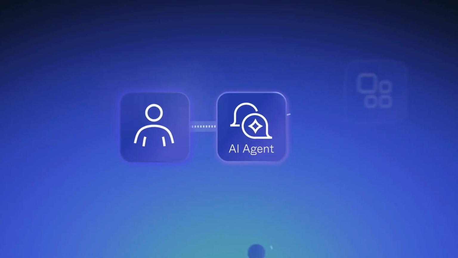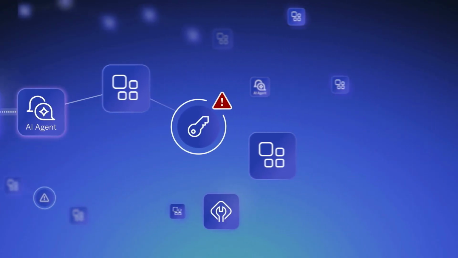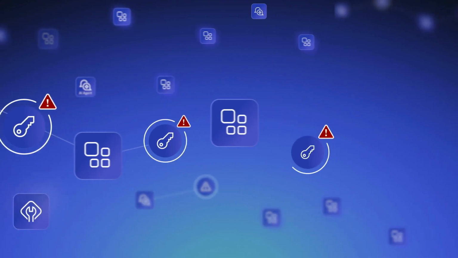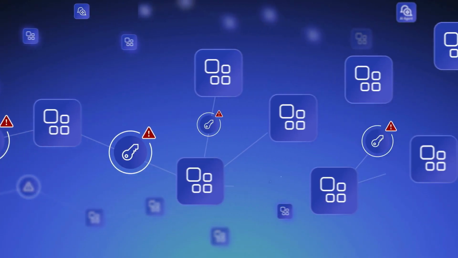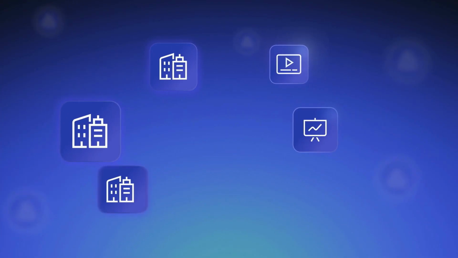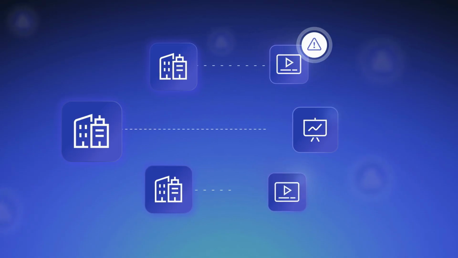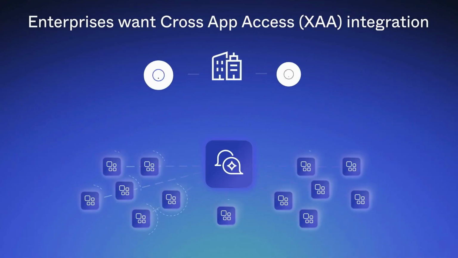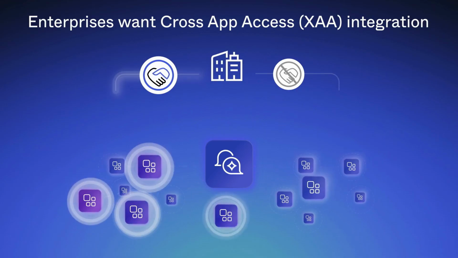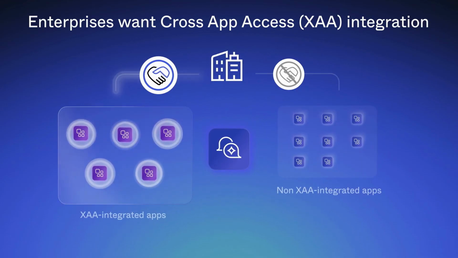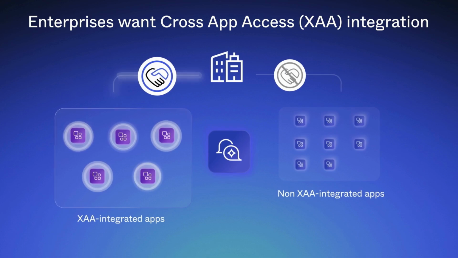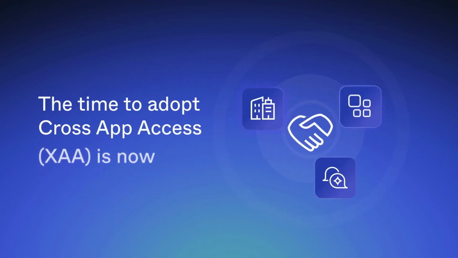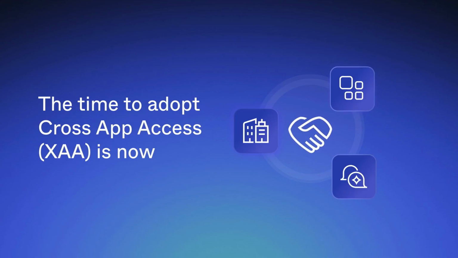AI has brought a new wave of security issues as agents move between apps, often operating without the same identity governance and control as human users. Enterprises are signaling that they need their vendors to help solve this. They want the cross-app access protocol integrated into their stack to provide the visibility and control necessary before purchasing or renewing their software. The time for B2B SaaS builders and AI platforms to adopt cross-app access is now.